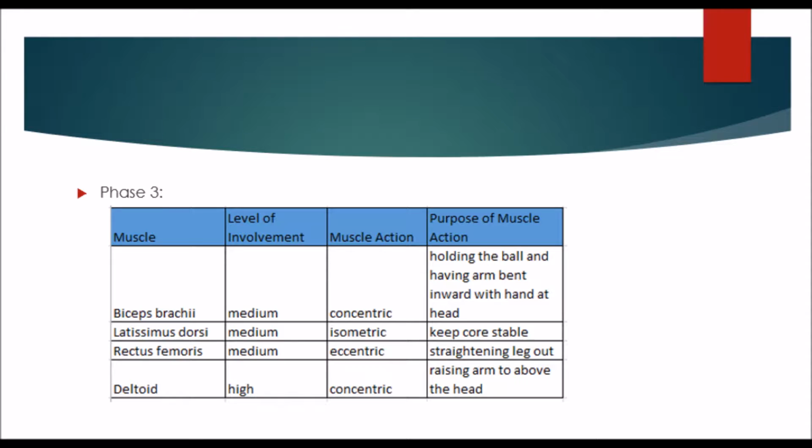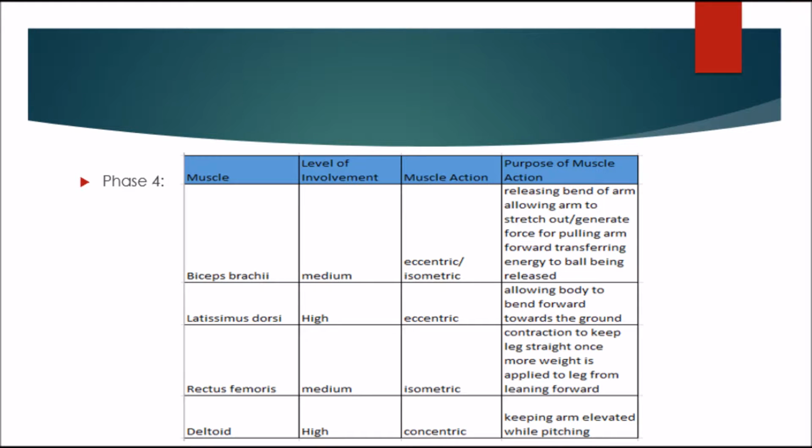And the rectus femoris is going to be isometric, meaning it's not going to change shape, and it's just going to contract, and this allows him to stand up straight by straightening the knee. And then in phase 2, the latissimus dorsi, so the back muscles, are going to move from low to medium involvement, and they're going to shrink, and this is going to keep him stable as he's on one leg.